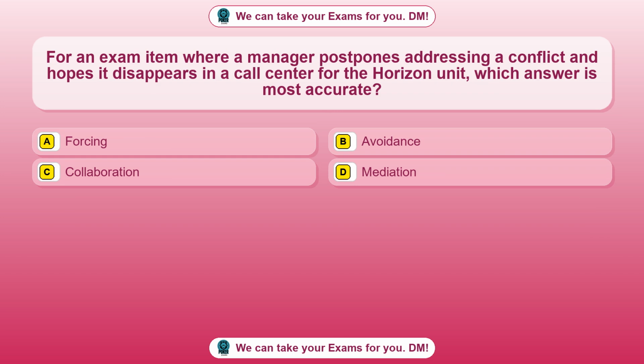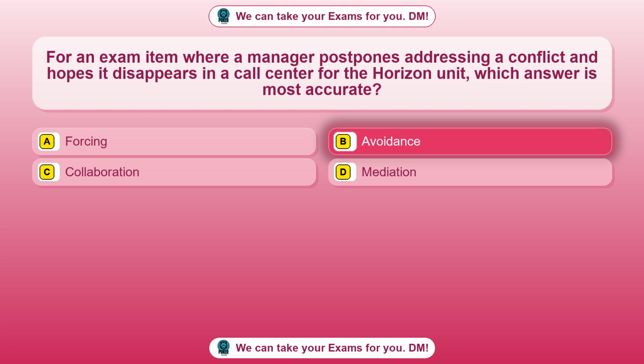Question 16. For an exam item where a manager postpones addressing a conflict and hopes it disappears in a call center for the Horizon unit, which answer is most accurate? Option A, forcing. Option B, avoidance. Option C, collaboration. Option D, mediation. The correct answer is option B, avoidance.